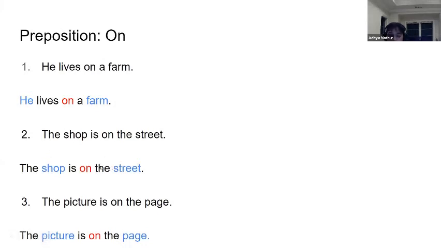Okay, so for the third one, Afroz, can you read this last sentence? The picture is on the page. Yeah, that's right.